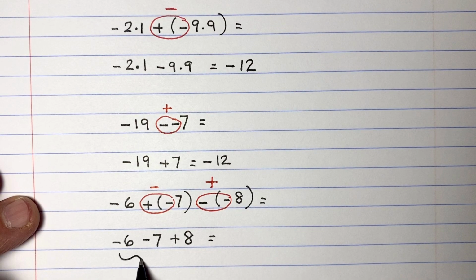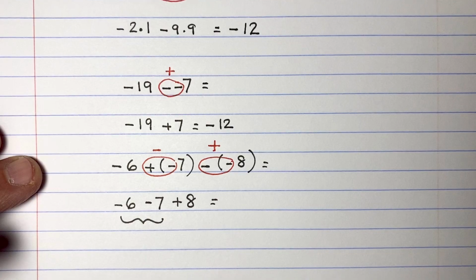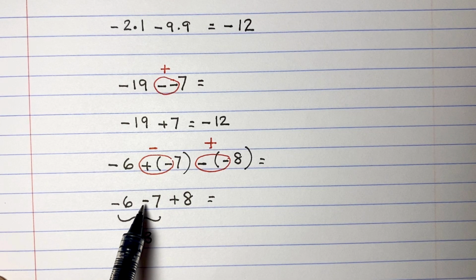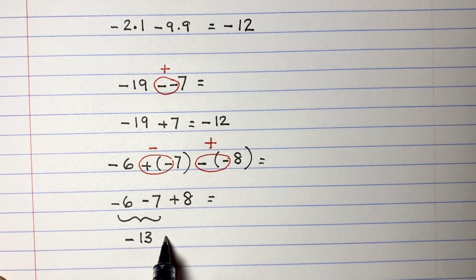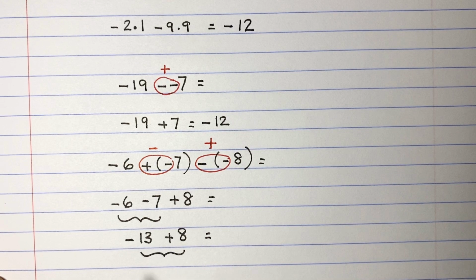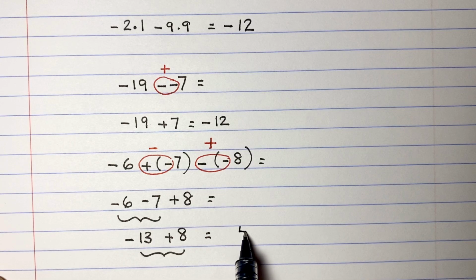Okay, deal with the first two. Negative 6 and negative 7 makes negative 13. Why? Because the signs are the same. We add the digits, 6 and 7 makes 13. 7 is the bigger digit and it's negative, followed by positive 8. Now we have these two to deal with. The signs are different. If you're not multiplying or dividing, find the difference of the two digits, which is 5. Bigger digit is 13, and 13 is negative. So that's your final answer.